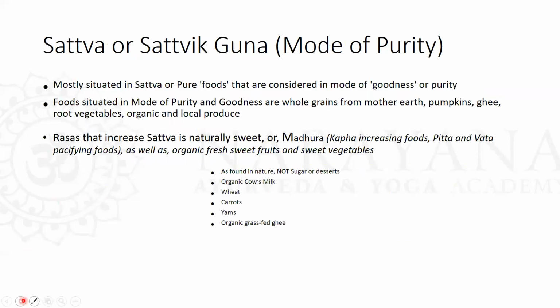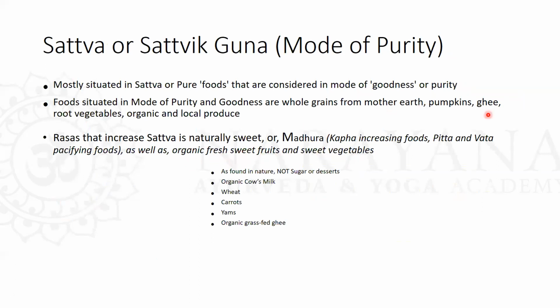So what is sattva guna? It is mostly situated in sattva or pure foods that are considered in the mode of goodness or purity. If you've read the Bhagavad Gita, chapter 17 talks about the three gunas, and Atul is going to go deeper into that later. Basically, anything that increases sattva is naturally sweet, even fruits like organic, fresh, sweet fruits and sweet vegetables. Sweet vegetables would be yam or carrots or parsnips. Sweet fruit would be watermelon. All sweetness will increase that sattva. And it has to be organic and local and cooked with love.